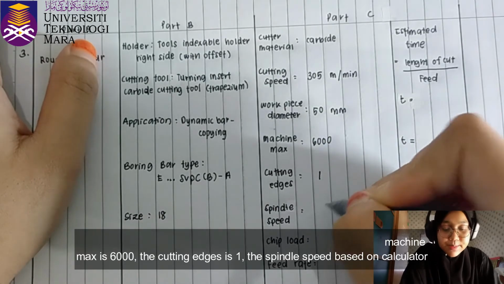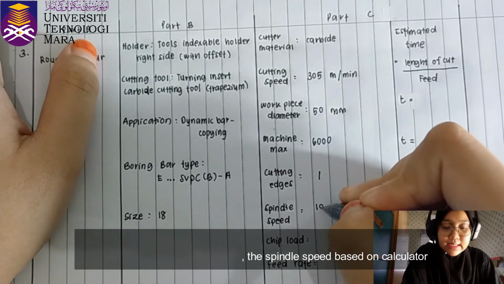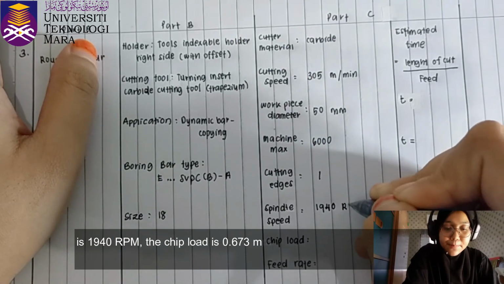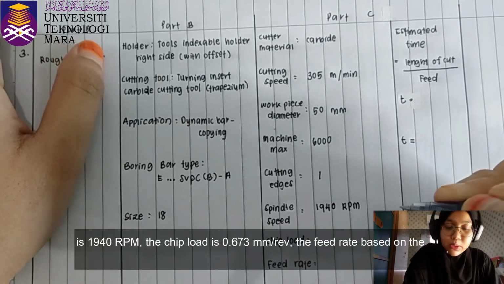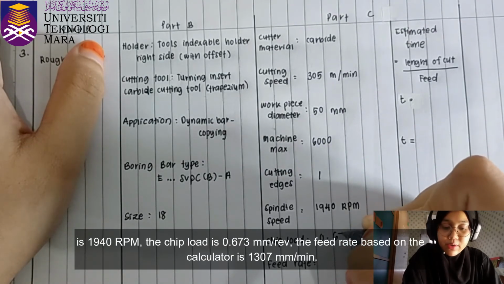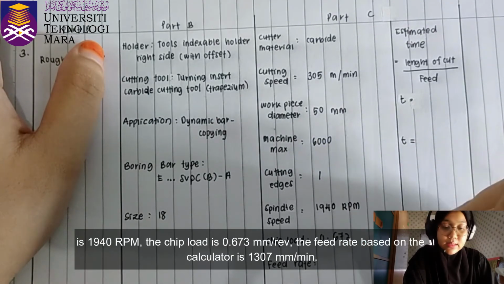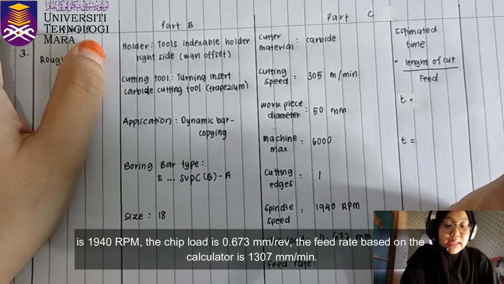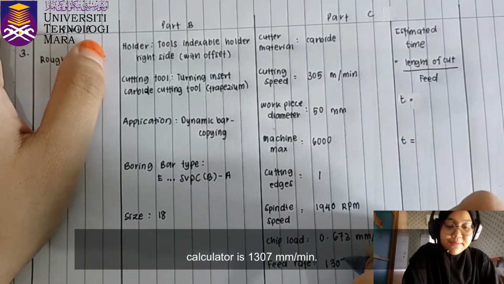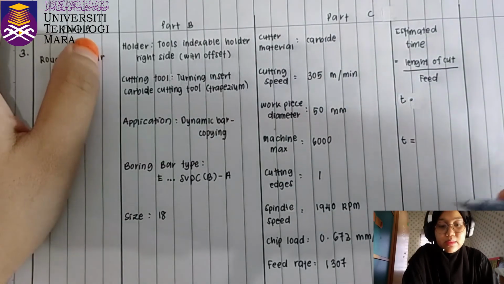The spindle speed based on the calculator is 1940 rpm. The chip load is 0.673 mm per revolution. The feed rate based on the calculator is 1307 mm per minute.